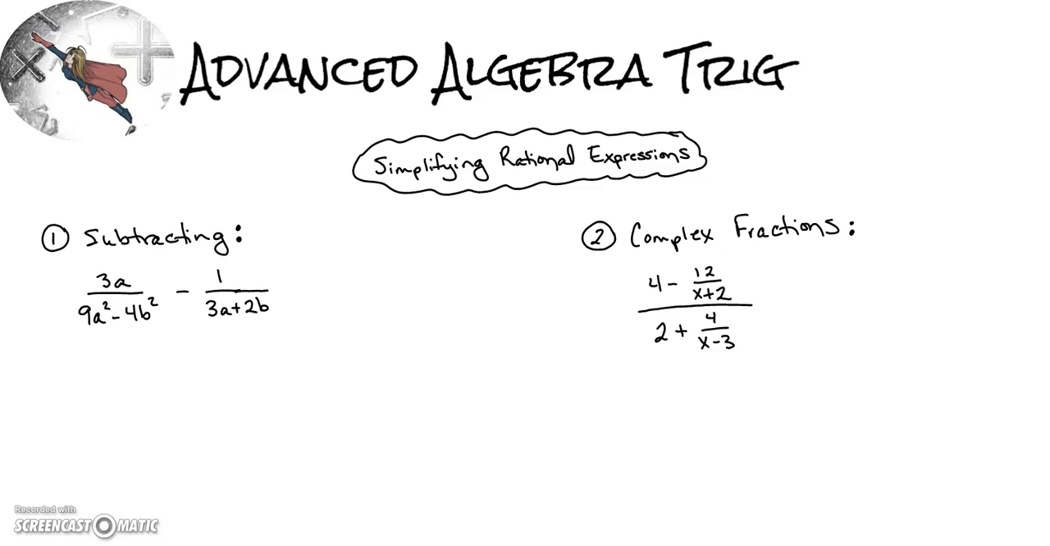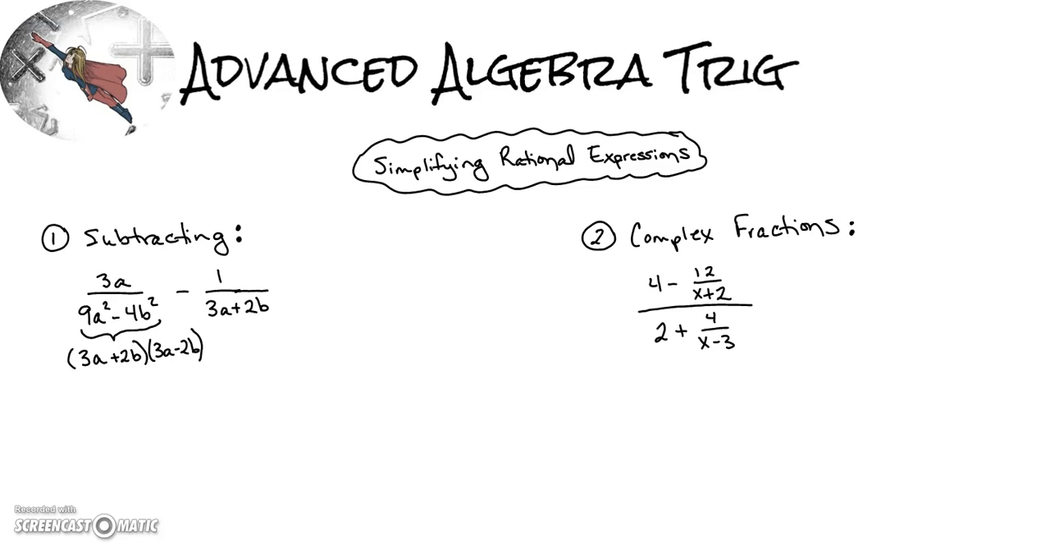The first problem I have written down is subtracting, and adding would work very much the same way. Step one is to factor the denominators if they are factorable. This first one would become 3a plus 2b times 3a minus 2b. Now, the other denominator doesn't factor at all. It's just already 3a plus 2b.